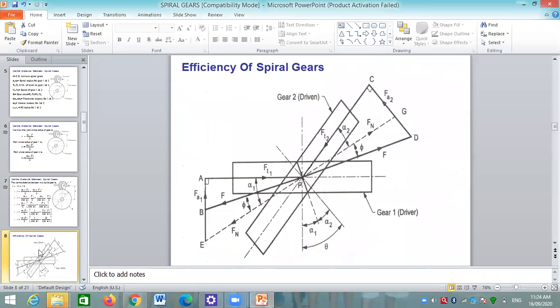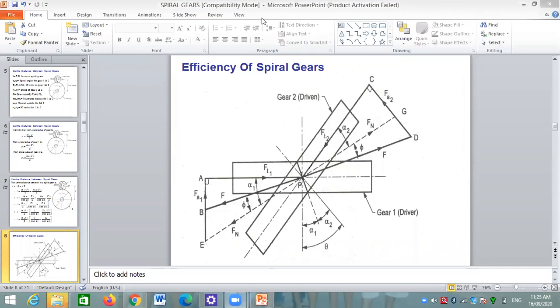Now here I want to calculate the efficiency of the spiral gear. So how can we calculate the efficiency? Remember, this derivation will not be asked in a theory examination. Only remember the final formula. For the final examination this question is generally not asked, so concentrate only on the formula, not on its derivation. But I will take the whole derivation here.